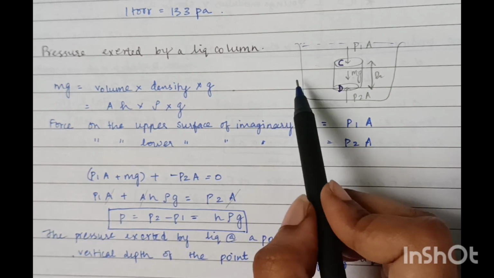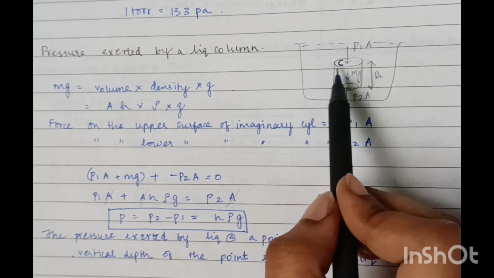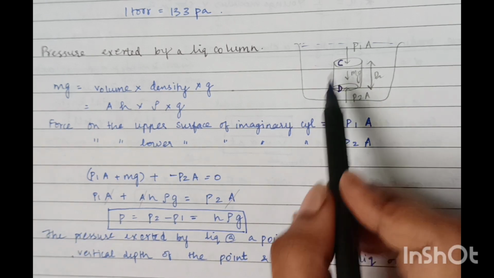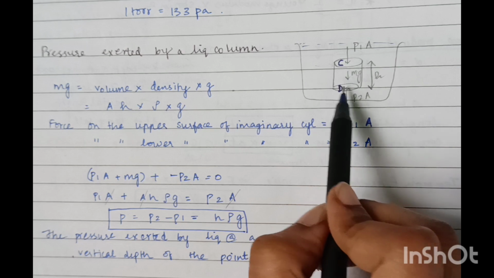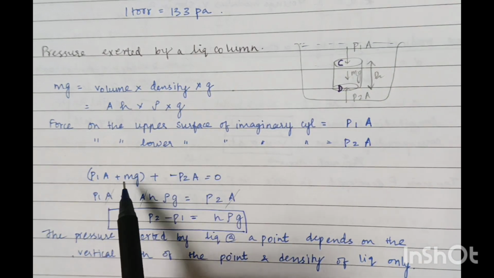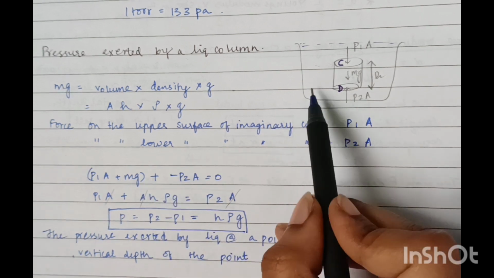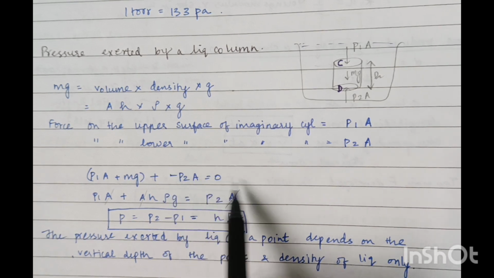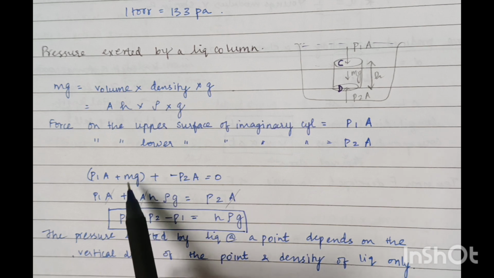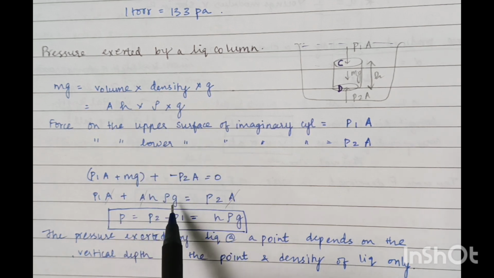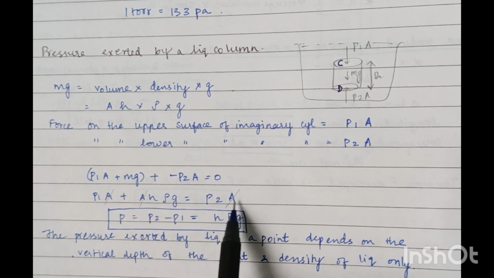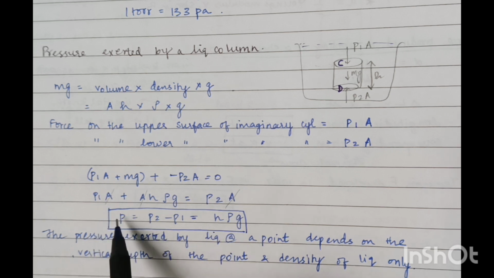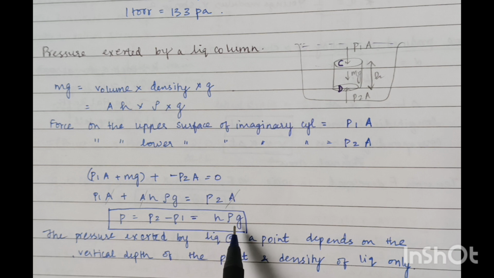Now, how do we write the equilibrium condition? We have to write the total upward forces equal to total downward forces. So the total forces acting vertically downwards are P1A and mg. So P1A plus mg, and the other force is P2A, which is vertically upward, so I am writing a negative sign. So minus P2A equals 0. Now, the value of mg is A h rho g. So I am substituting it. P1A plus A h rho g equals P2A. So we are cancelling A. P2 minus P1 is equal to h into rho into g.